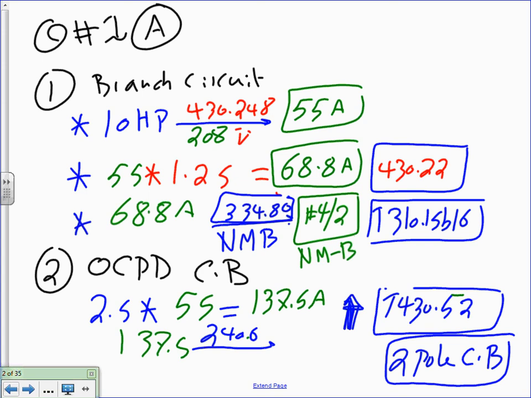Cool. What's the next standard? Do they have 140? I doubt that they have 140. 150? Any disagreement? 150. They can charge you an arm and a leg for 140, but 150 is good enough. If it's not a standard, what do you do? Go up. How many poles is this circuit breaker going to be? 2 poles. A 2-pole circuit breaker. That's 240.6, yes. Thank you.